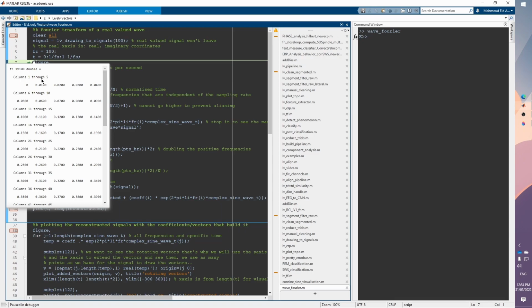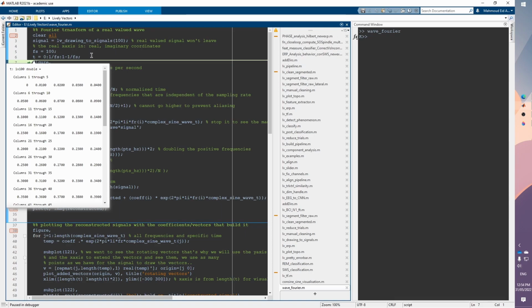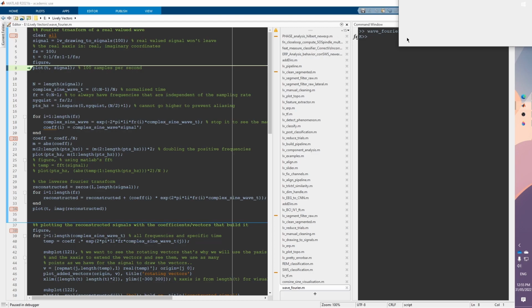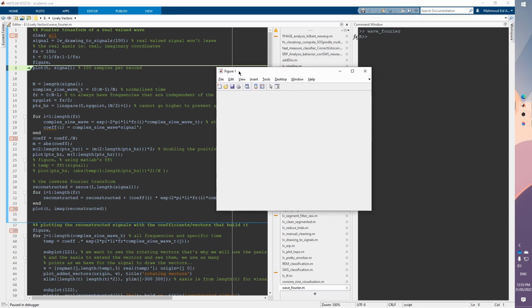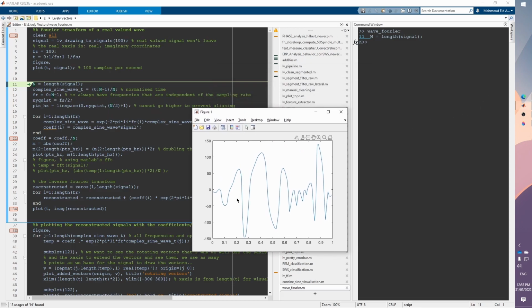And by the way, I hope that you have enabled this data type function in MATLAB. If you didn't, please check the first tutorial video on that. And then we go to this one, we create the figure, and then we go ahead and plot our signal. You can see that this is the signal that we drew by hand, and it's actually now working.